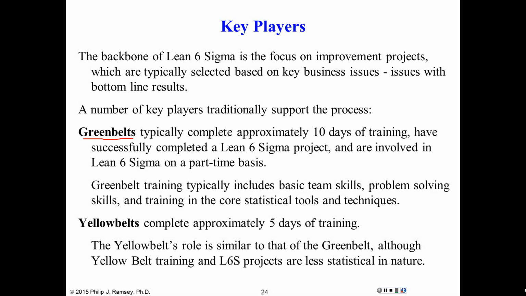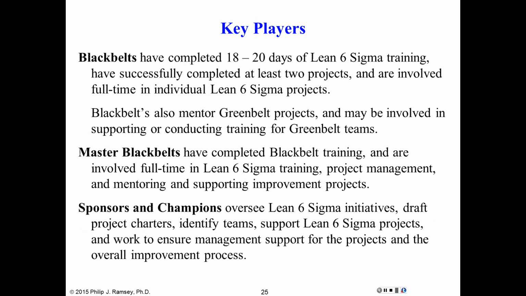Sometimes there are also what are called yellow belts. There are white belts, green belts, who knows. Again, it comes from karate. Yellow belts basically are people who have some training in Six Sigma, but they're basically support people. They don't take direct roles in Six Sigma projects, but they have enough training to understand Lean Six Sigma concepts and understand, for instance, DMAIC and how it works so that they can support a project when called upon.